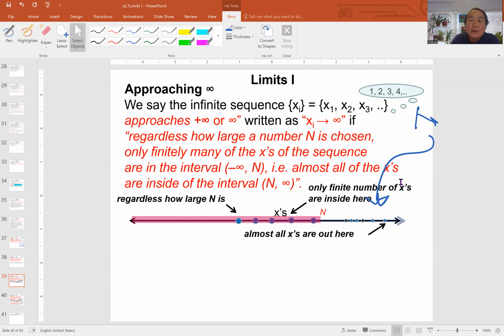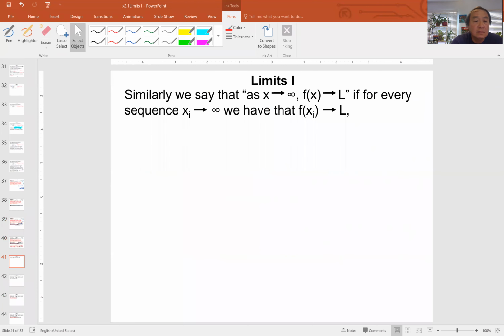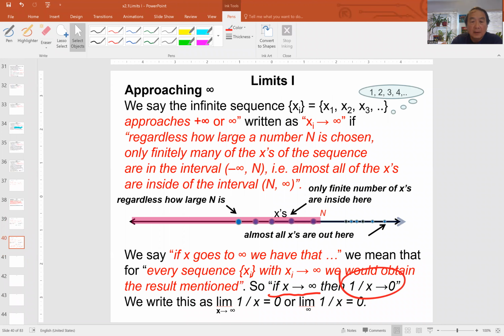So what do we mean when we say the limit as x goes to infinity of f of x? Then it's for every sequence you can conceive of going to infinity, the following statement is true. So for instance, if x goes to infinity, I think of a sequence, then 1 over x goes to 0. It doesn't matter. Oh, by the way, they're all positive, that's what I meant to remark on.